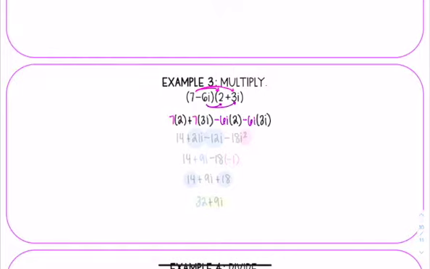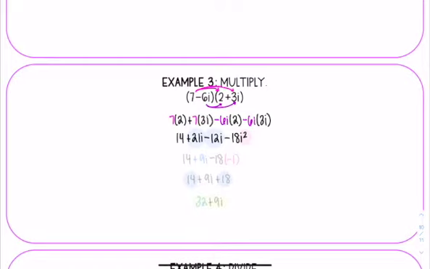We have 7 times 2, which is going to give me 14. Then we have 7 times 3i, which is 21i. We have negative 6i times 2, which is negative 12i. And then our last term, we have negative 6i times 3i, which is negative 18i squared.